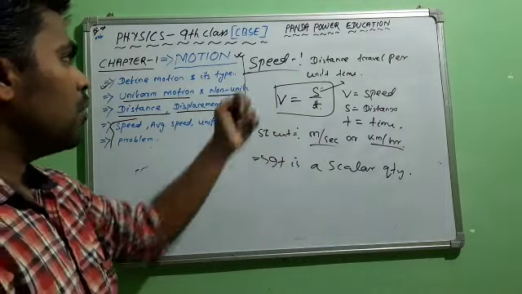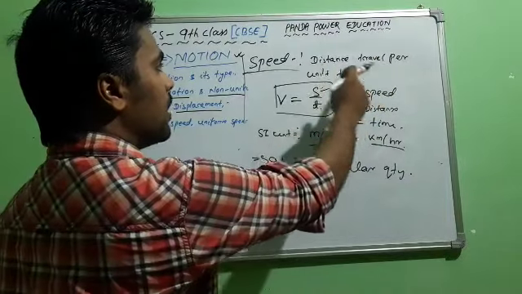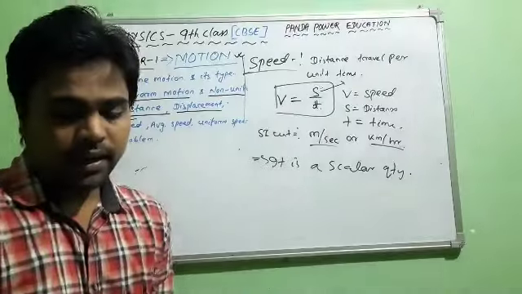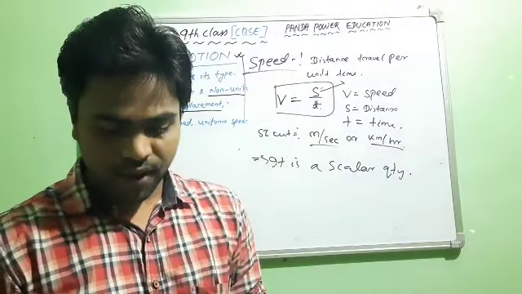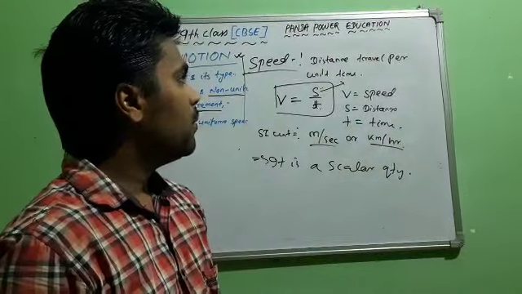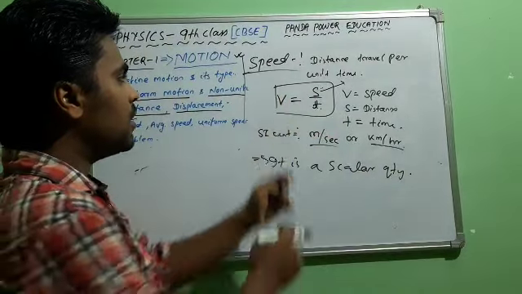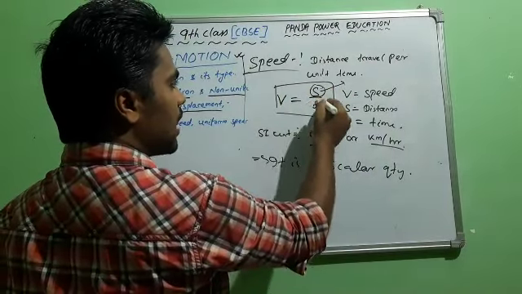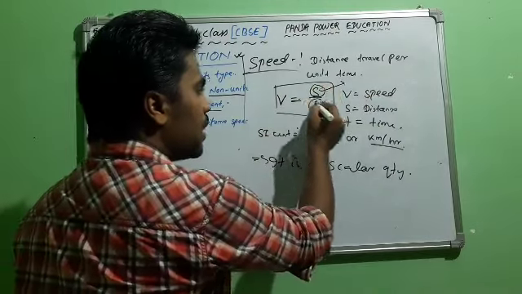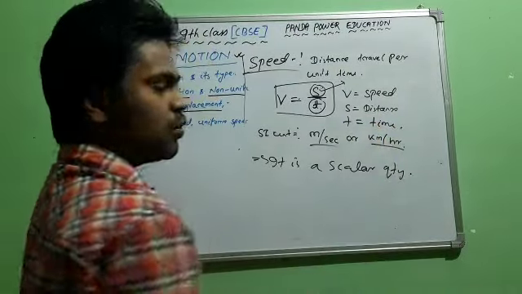Okay. So, what is speed? Speed is the total distance travelled by a body per unit time. Just write down, it is the distance travelled per unit time. Here I am taking distance as s and time as t. So speed is v. v is equal to distance travelled per unit time. So v is speed, s is distance, t is time.